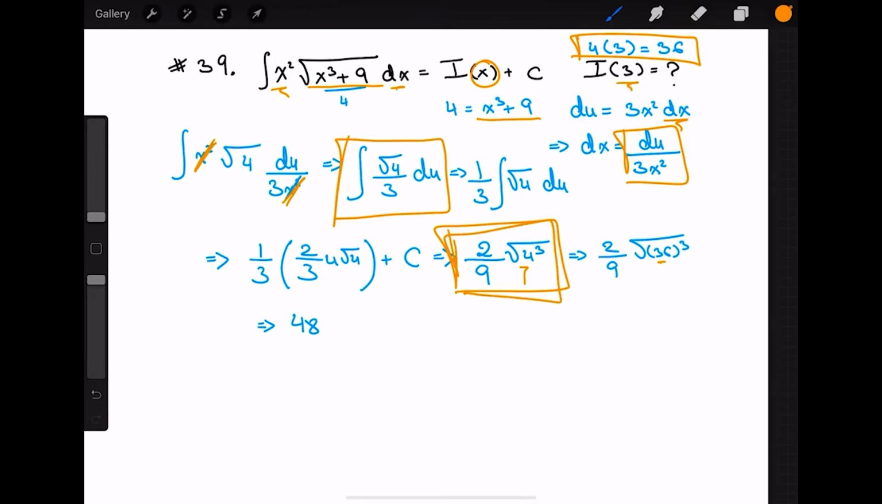Another method you could use is, instead of substituting, you transfer the x cubed plus 9 into the actual equation. So radical x cubed plus 9 to the power of 3, and then substitute 3 directly into this, whichever way is easier for you. And if you calculate it, you'll get 48.